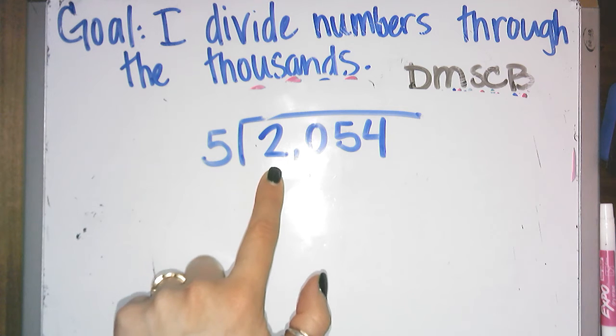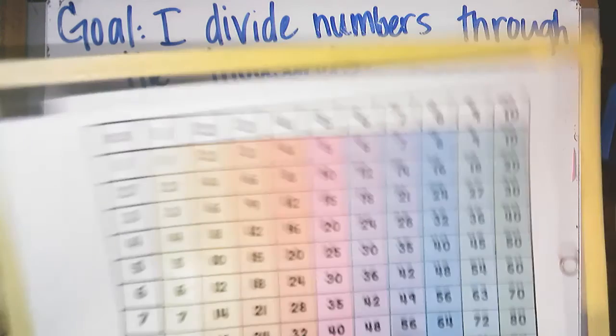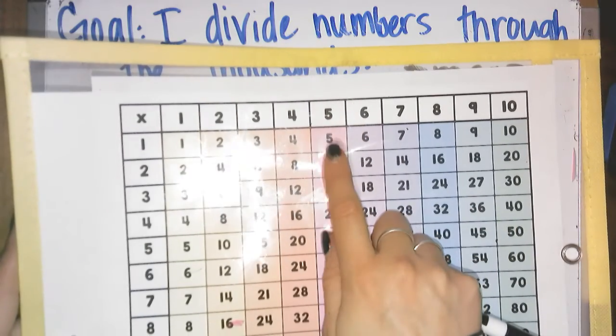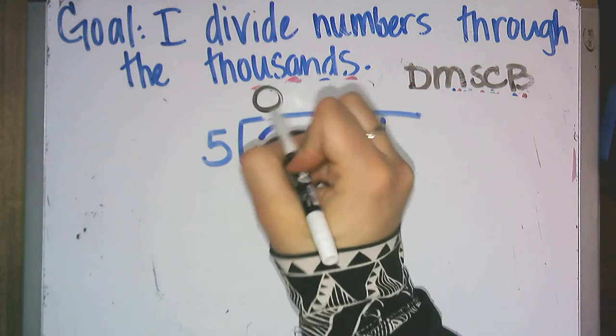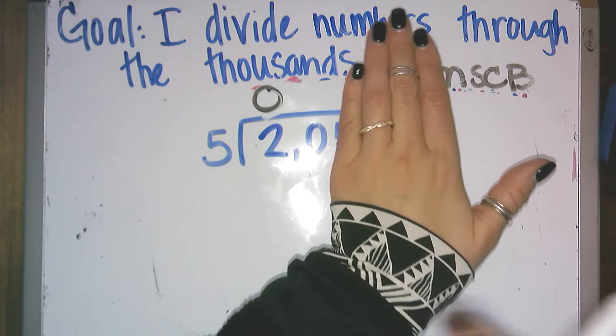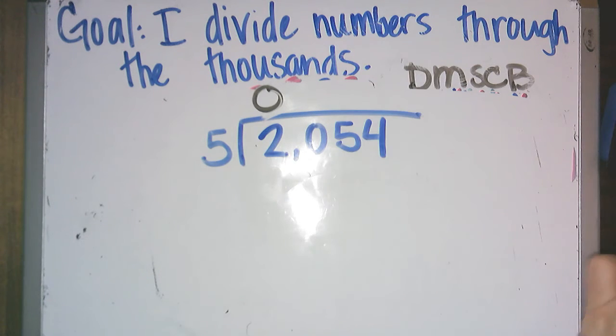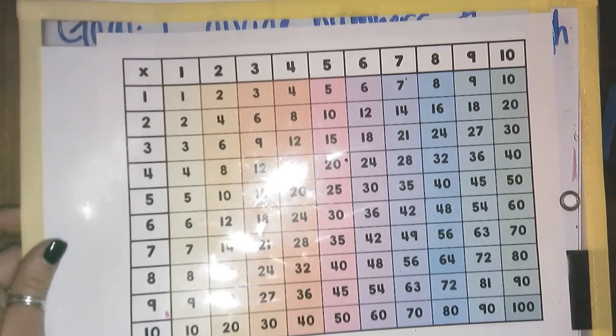So I'm looking for the number 2 or a number close to it without going over. Well, if I look at my 5s column, my first number is a 5, so that's too much. So I have to write a giant 0 here. Then I move over. Now I have 20 divided by 5. And 20 divided by 5, if I look in my column, is 4.